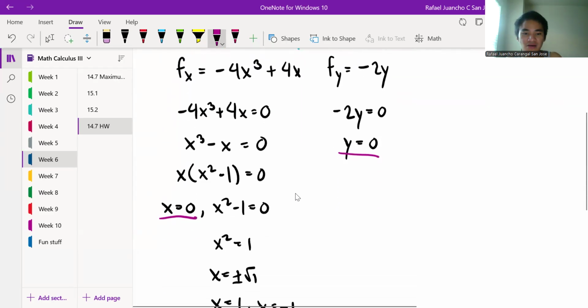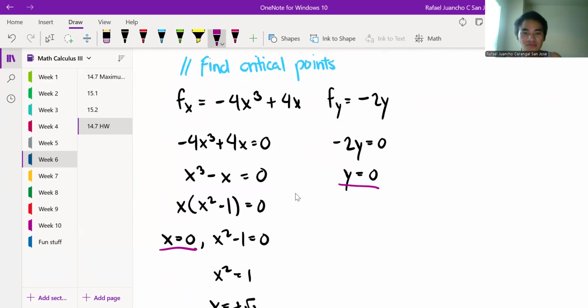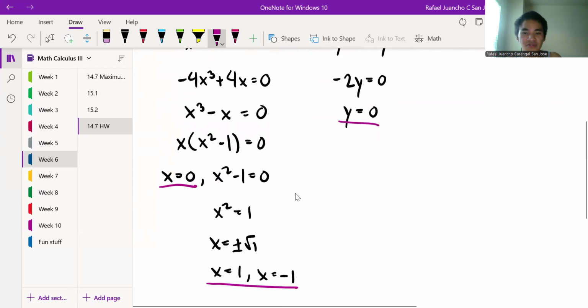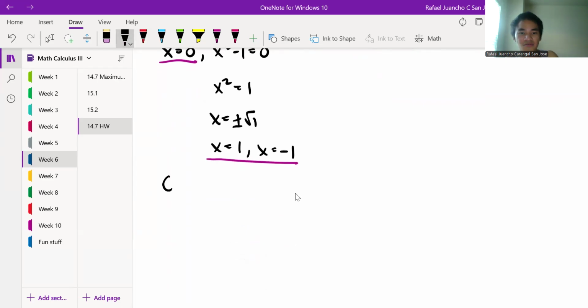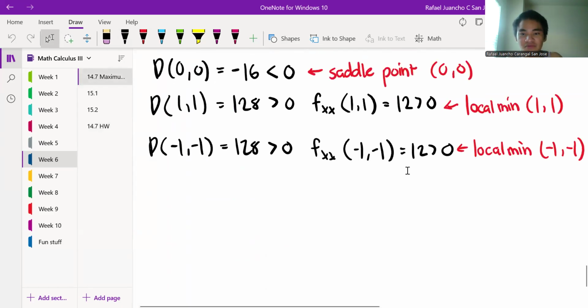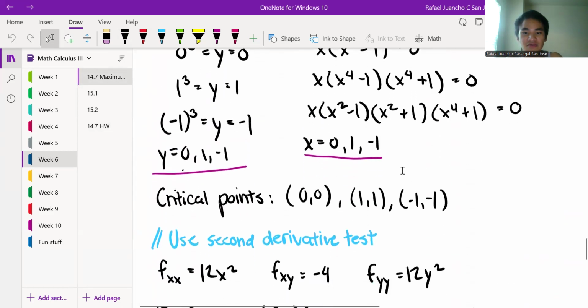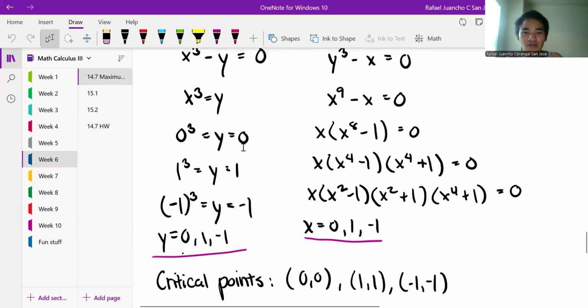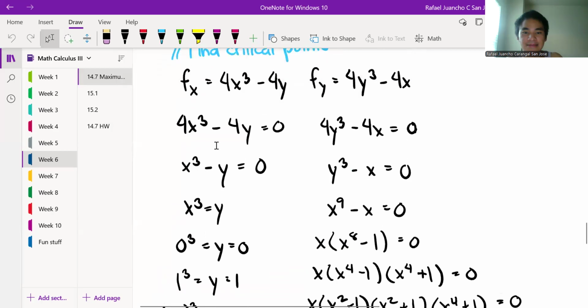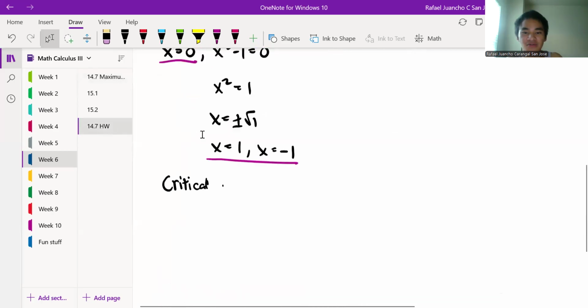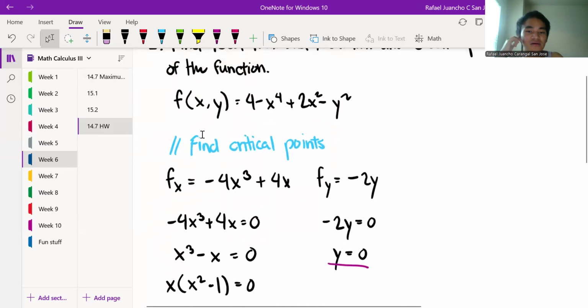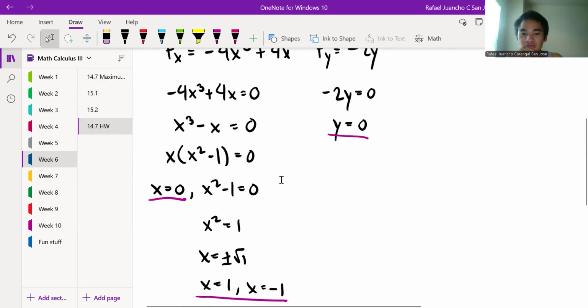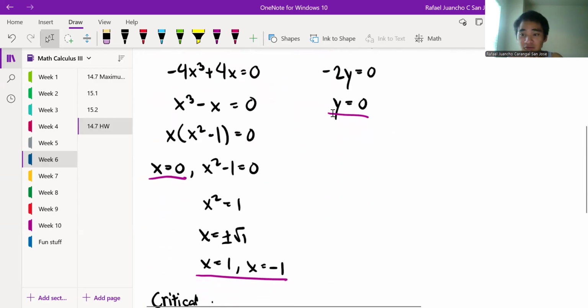And then from there, we have critical points. In the previous example I was able to find them because I took their derivatives and then plugged them in here. But here I have no choice. I can't really plug it in anywhere. So I have a couple of x values. No, I only have one y value.